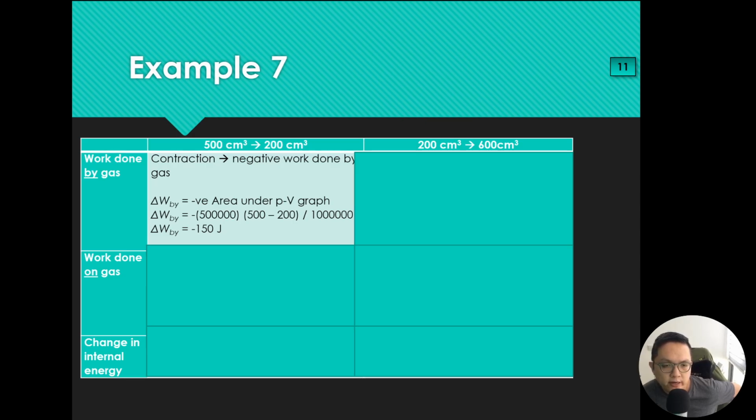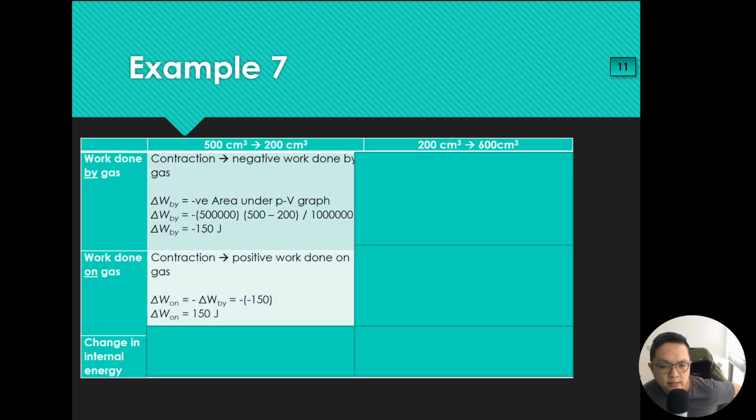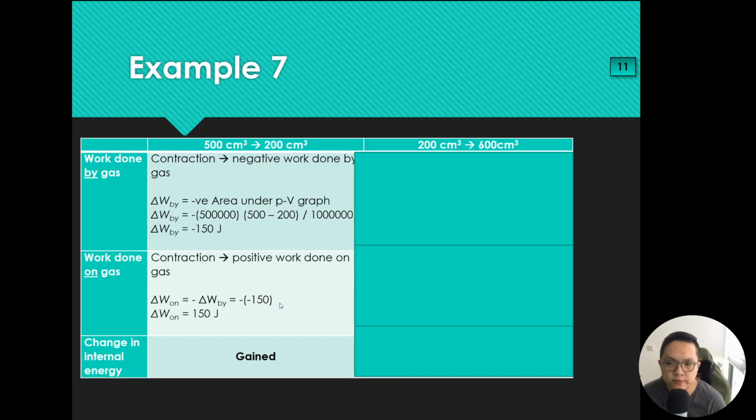But if I'm trying to find work done on the gas, because in this case the gas is being compressed, so basically I just flip the value. Contraction is positive work done on the gas. So work done on is a negative of work done by, so just 150 joules. So for change in internal energy, I look at the work done on the gas. Because work done on is positive, it is a gain in internal energy.